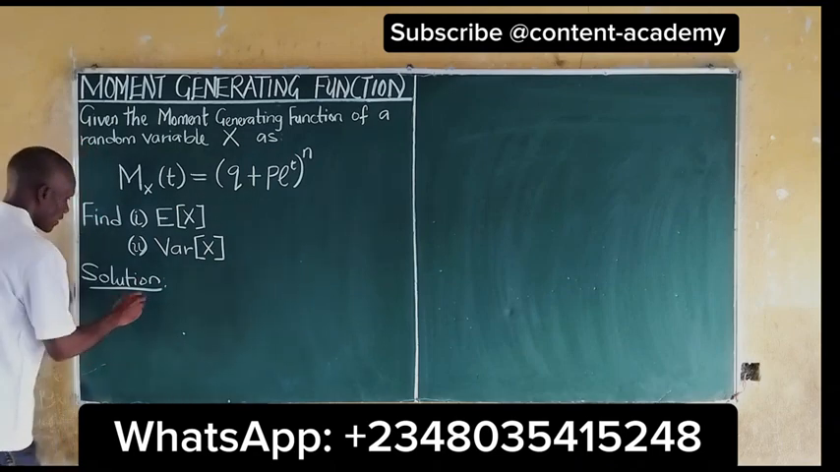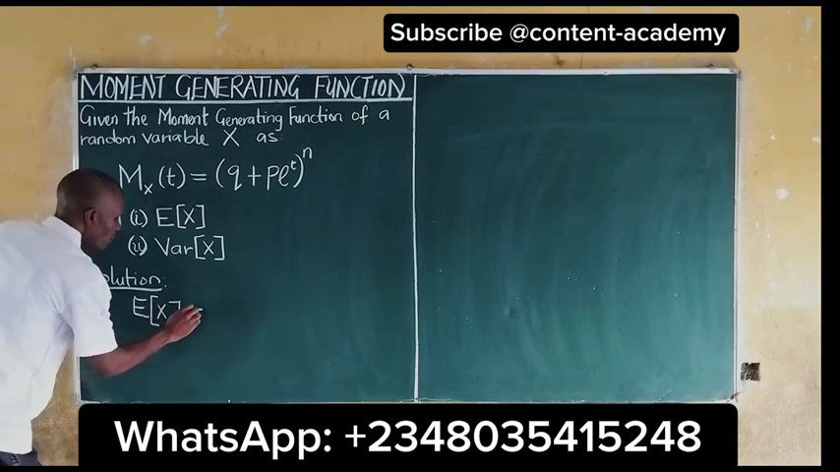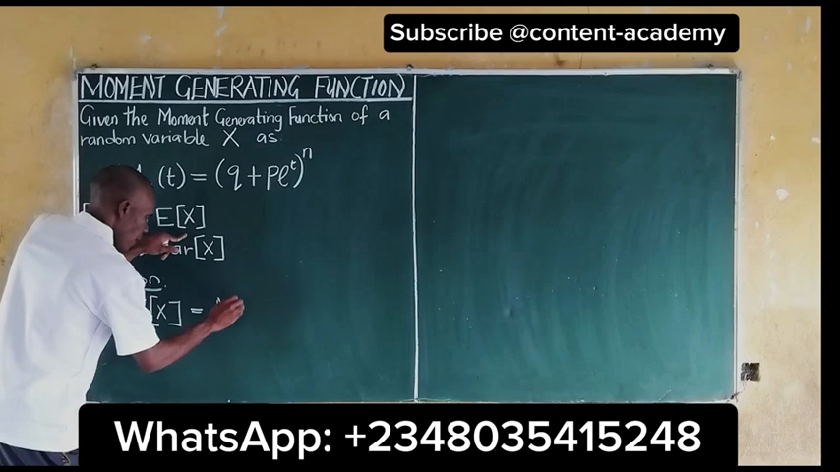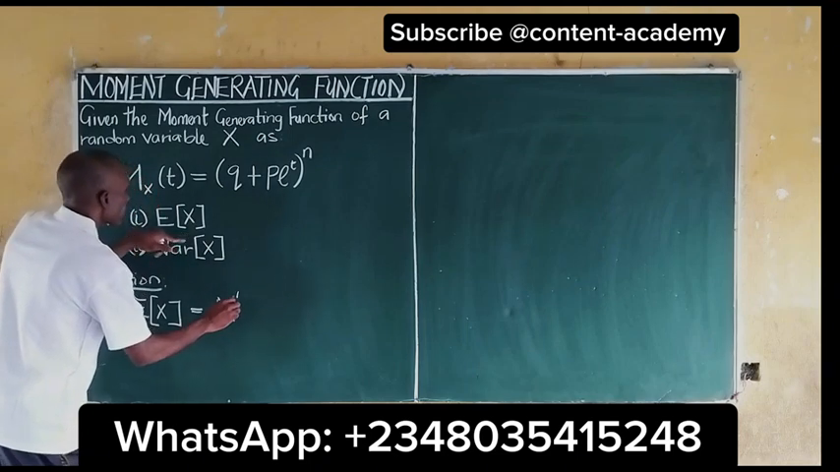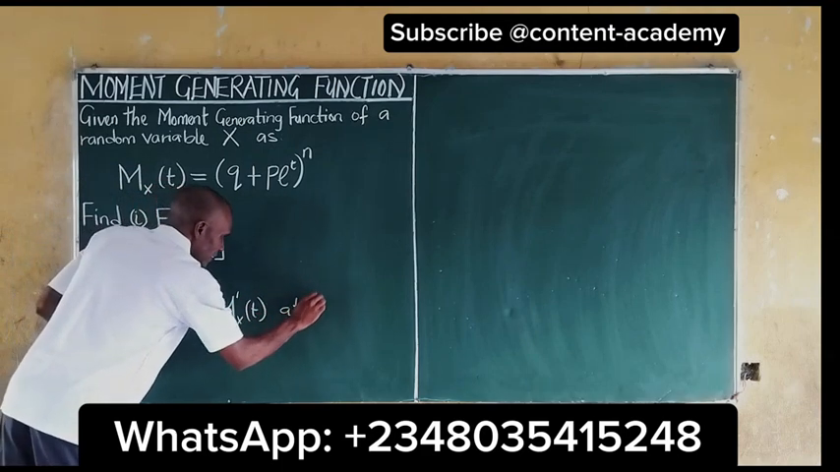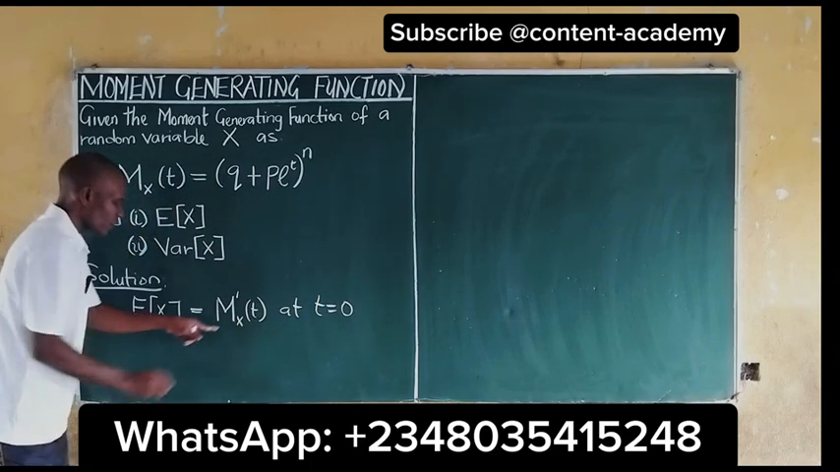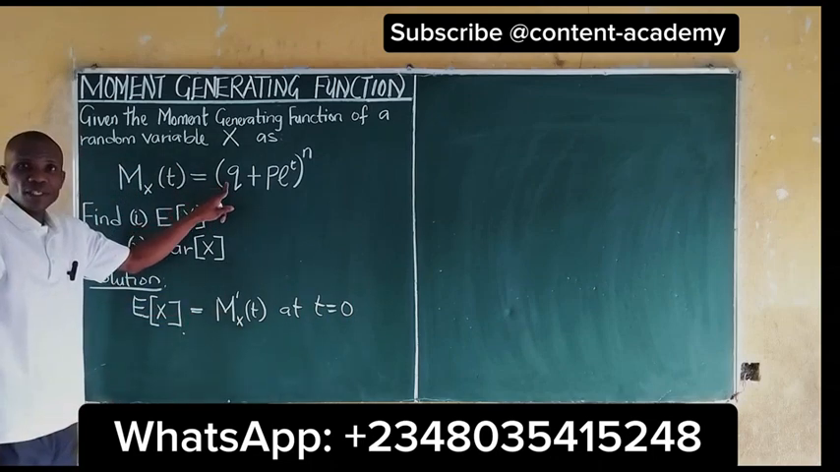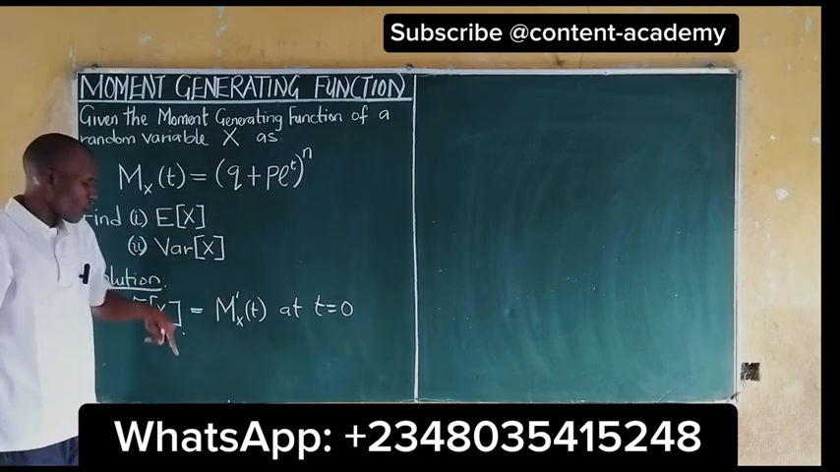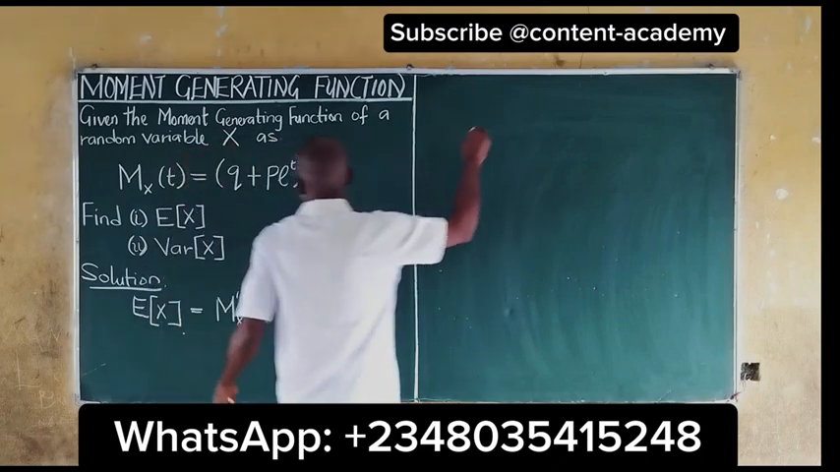So we should note that the expectation or the mean for the moment generating function is equal to M, the first differential of X at t equal to 0. So it means that if you differentiate this function and you now put every t to be equal to 0, it becomes the expectation of X. Now, we'll move over to this side of the board.